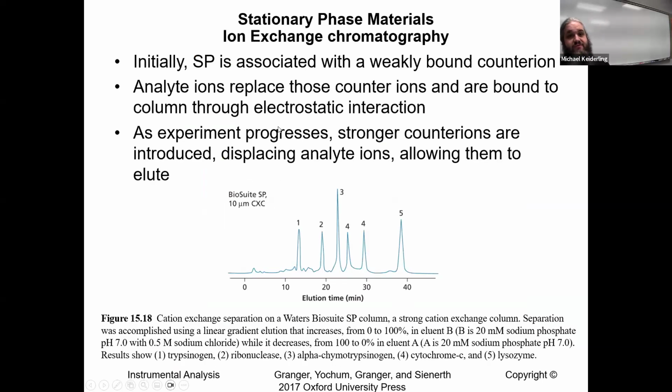So initially, the stationary phase is associated with some weakly bound counterion. Analyte ions replace these counterions and are bound to the column by electrostatic interactions. And then as the experiment progresses, stronger counterions are introduced that displace the analyte ions, allowing them to elute. And here's an example.